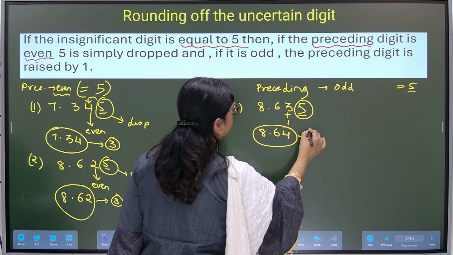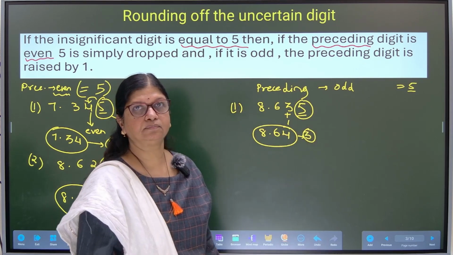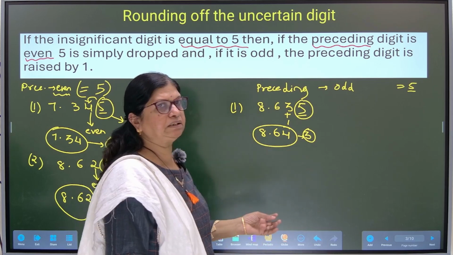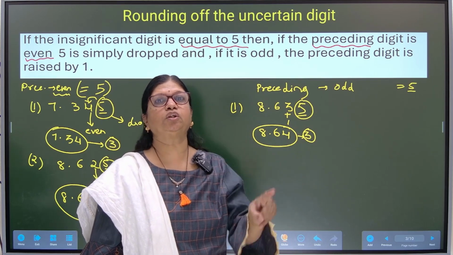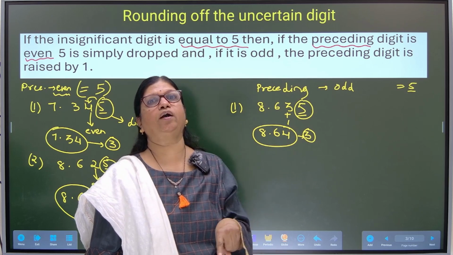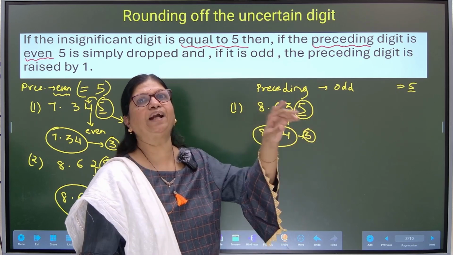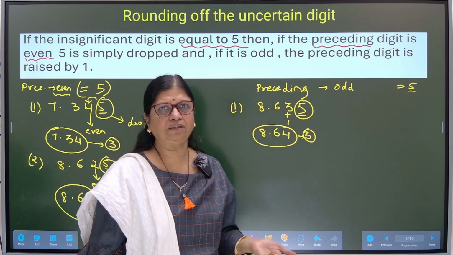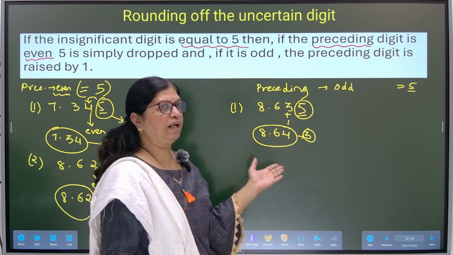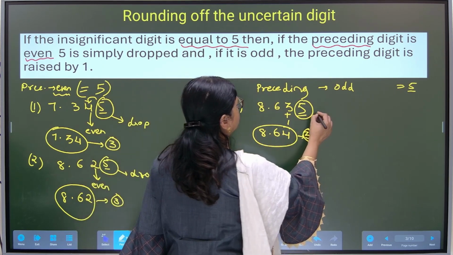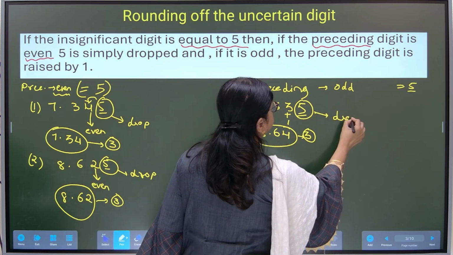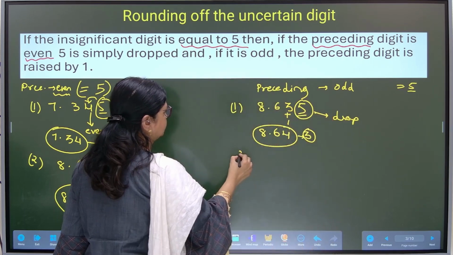3. Fine. So what did I do? Drop 5. In both the cases I have to drop 5. But preceding number should be seen as even or odd. If it is odd, add 1 to it. Make it even. That's all. So I made it even. 8.64 and the 5, I dropped. Okay. What was done to 5? Dropped. Let us see one more example.